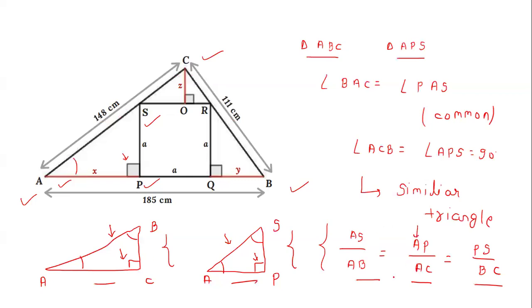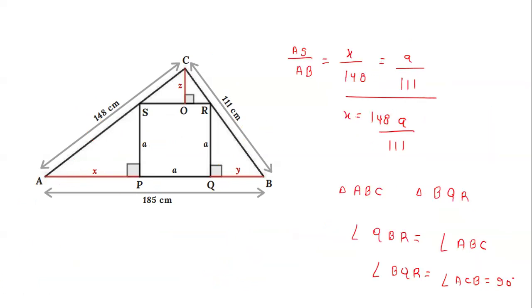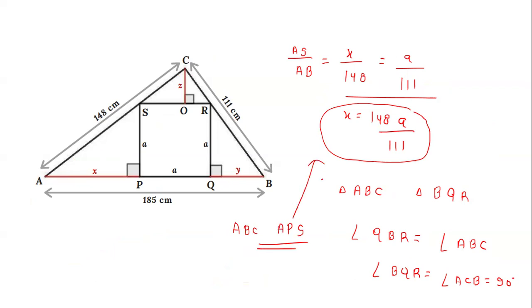What is the value of AP and AC? AP we know in the figure is X, and AC in the problem is given as 148. PS we assume the side of the square is equal to A, and BC is given as 111. So from this we can get one relation between X and A. By the property of similarity between the triangles ABC and APS, we find this relation.